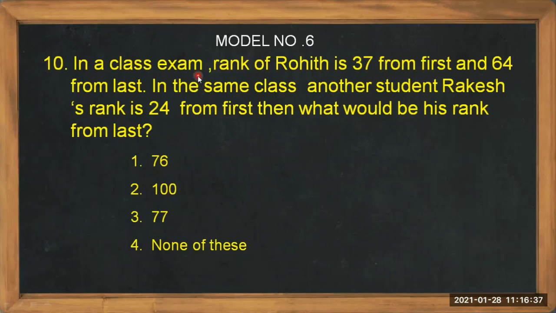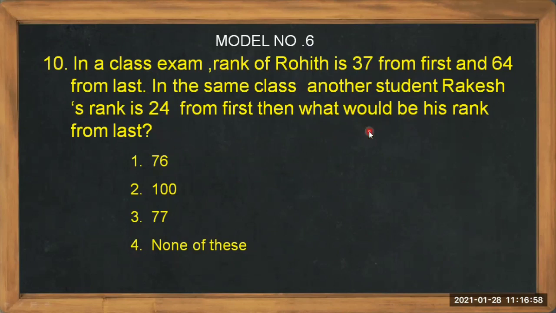One more time I read, my dear friends. In a class exam, the rank of Rohit is 37 from the first and 64 from the last. In the same class, another student, Rakesh, has rank 24 from the first. Then what would be his rank from the last?